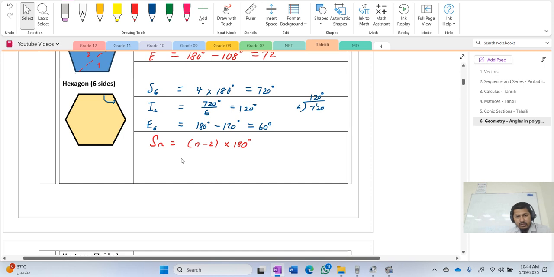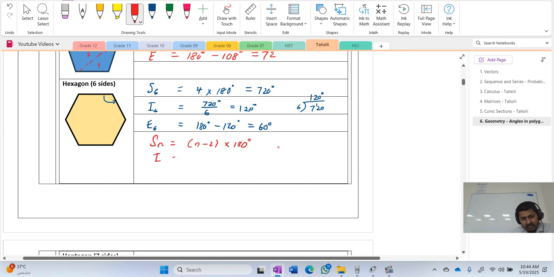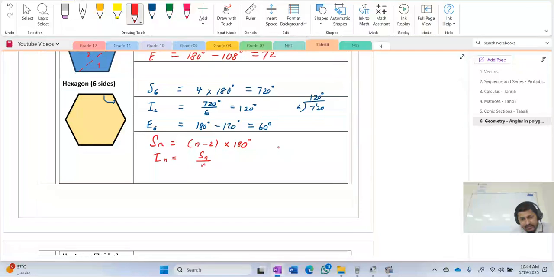Then to find the interior angle, we take the sum and divide it by n, the total sum divided by n. And then to find the exterior angle, we take 180 minus the interior angle, right? So these are your 3 formulas. I hope you guys understood that.